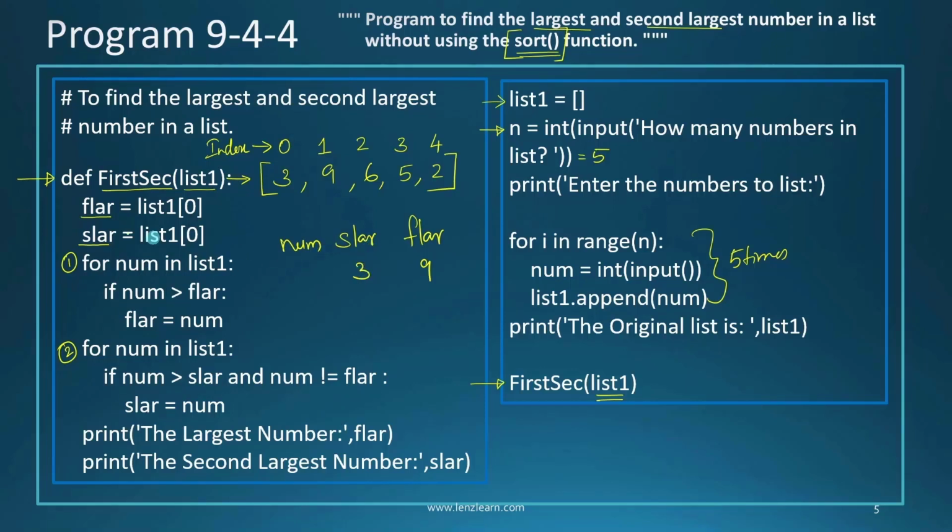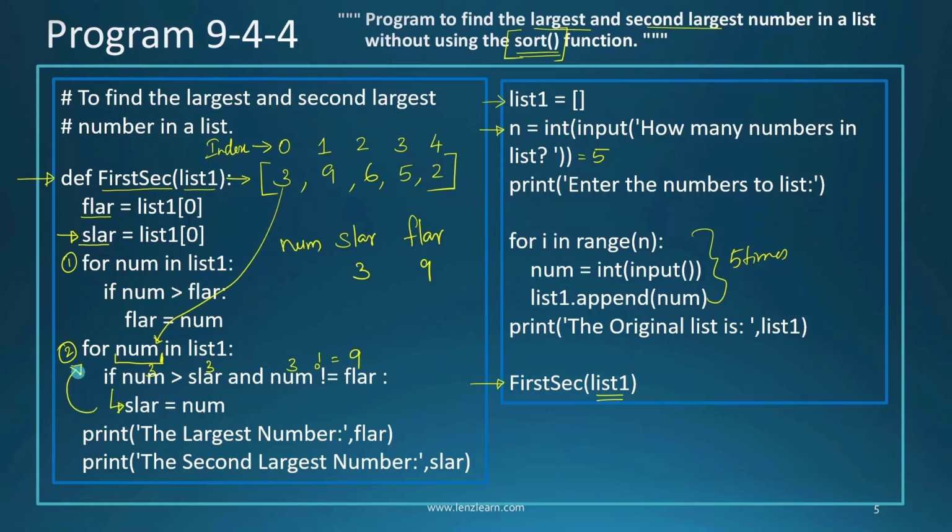Now slar's initial value is 3, that is provided in this statement, and num is a control variable inside the for loop, and it is going to get one value at a time from list 1. So first value 3 will be loaded into num. Now it will check whether 3 is greater than 3, slar is 3, and 3 is not equal to 9 because that is the value of flar. Now you can see the first condition is false. Okay, so this statement inside if will not be executed.